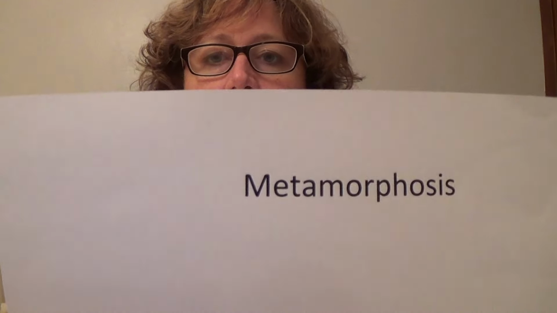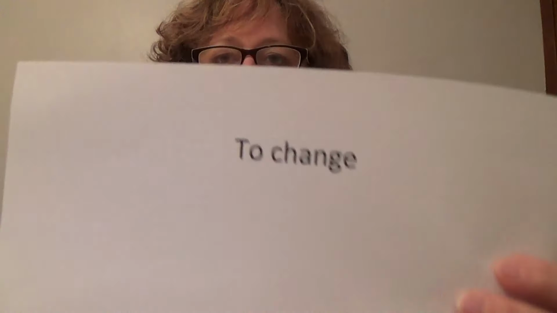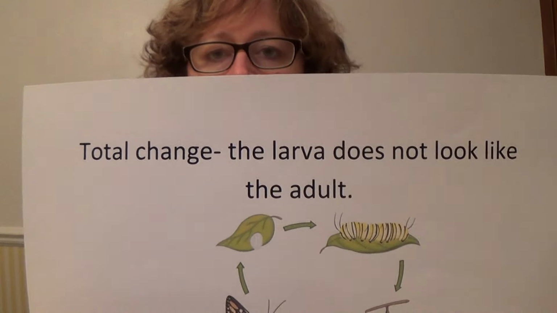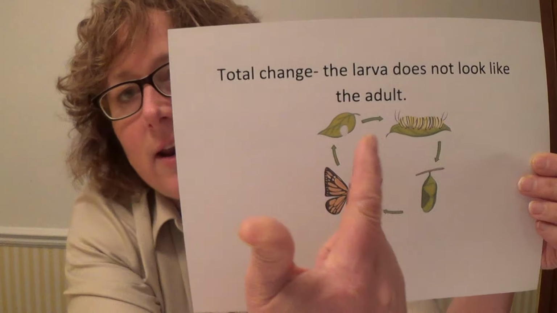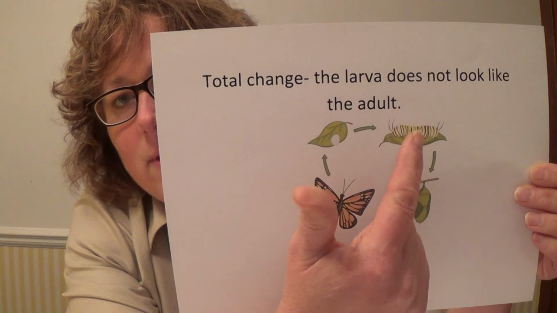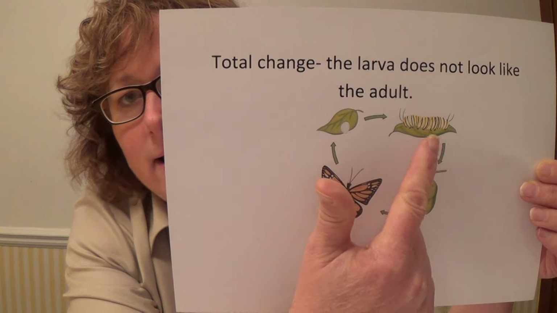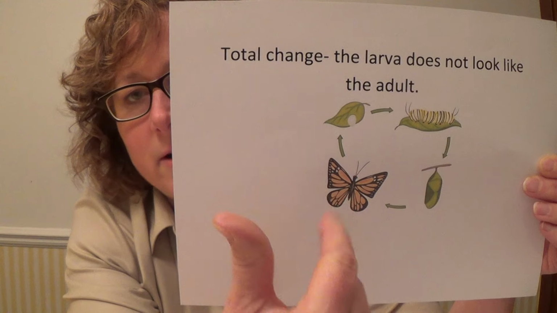Let's talk a little bit about metamorphosis. Metamorphosis means to change. Okay, when something changes. When we talk about complete metamorphosis, that means it is a total change. The larva does not look like the adult. So look at, here we have an egg, and then after the egg we have a larva, then we have a pupa, then we have an adult. Egg, larva, pupa, adult.